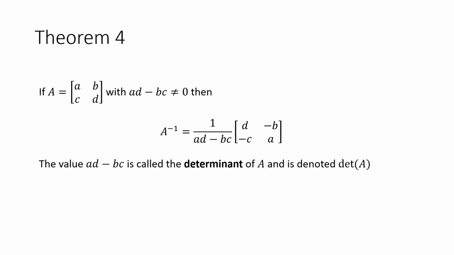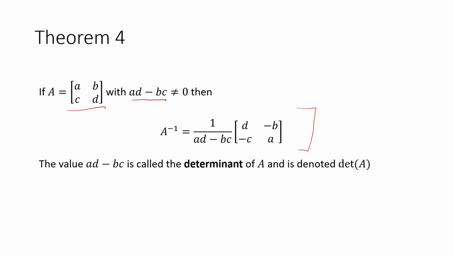Theorem 4. If we're dealing with a 2 by 2 matrix, a very small square matrix, there's a quick way of getting the inverse. If our matrix is like that, and we have this property, AD minus BC is not equal to 0, we can very quickly get the inverse with this little formula.